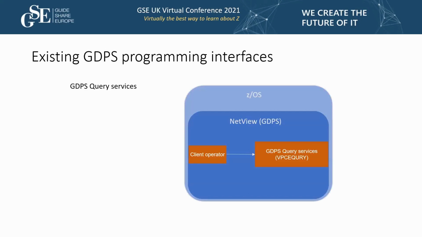The GDPS query services are an API that allows you to query information in GDPS using the VPC query NetView command. As the name indicates, it only allows the user to query information and does not provide a way to run actions against GDPS. Moreover, it is a very platform and language oriented API, since it's called through a NetView command. So it can only be launched from NetView, and the automation that is built around this command is limited to the language available in NetView, which is mainly REXX.